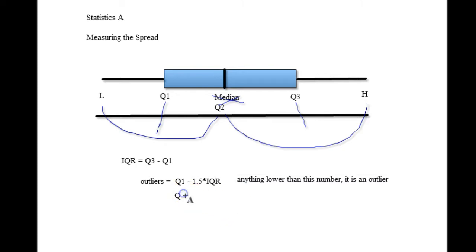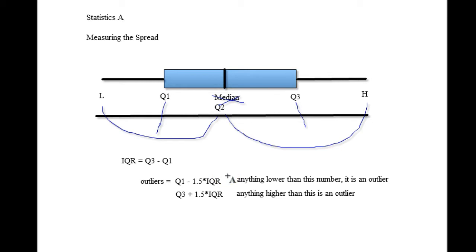All right. Now this one right here, for high outliers, is the third quartile, quartile 3 plus 1.5 times the interquartile range. Okay, and anything higher than this is an outlier. Okay. Alright, so that's how you find the outliers with this, and that tells you the spread of data.